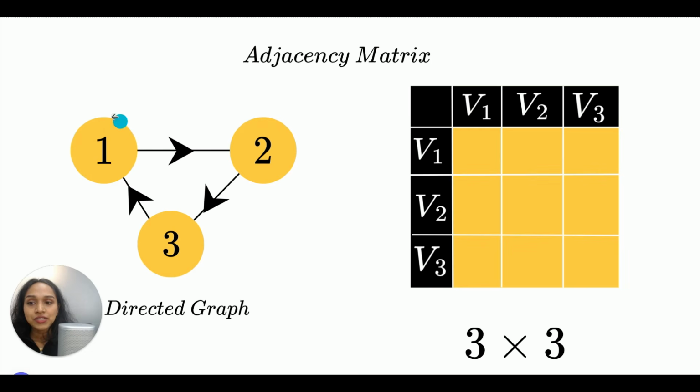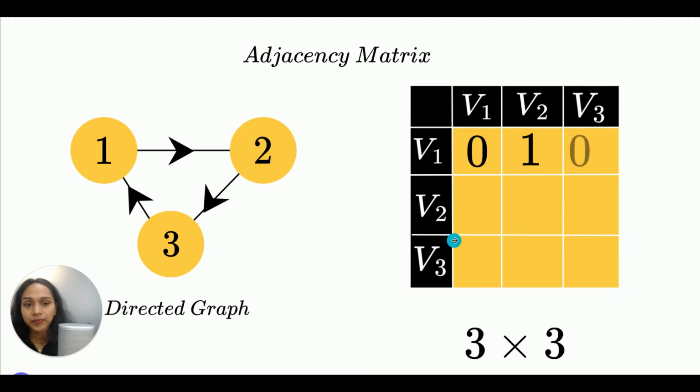There is no edge between vertex 1 and 1. So between 1 and 1, we write a 0. There is an edge between vertex 1 and 2. The information flows from vertex 1 to vertex 2. So from 1 to 2, we write 1. There is no information flowing from vertex 1 to vertex 3. This direction is very important. So there is no information flowing from vertex 1 to vertex 3.